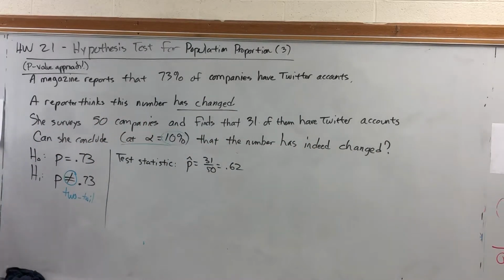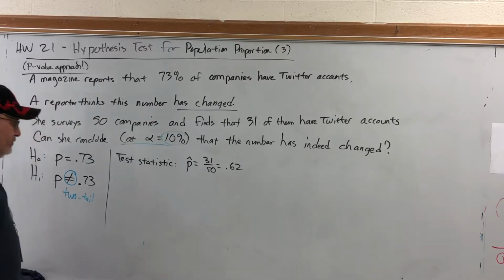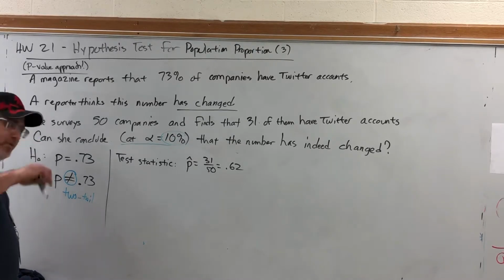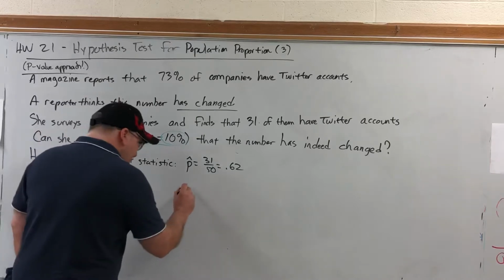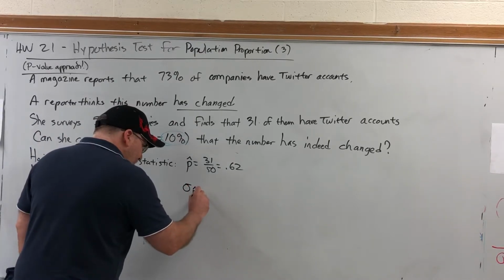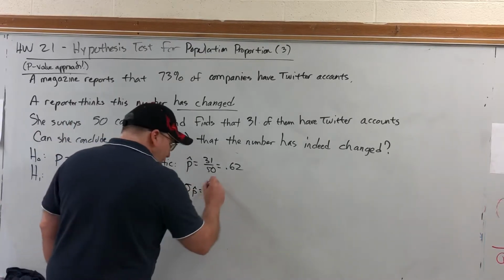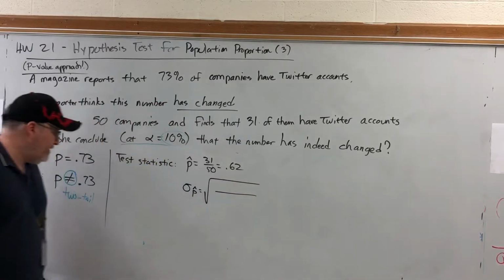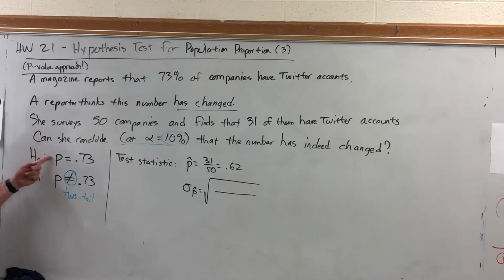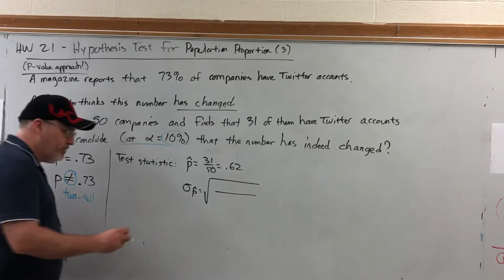Okay. If you paused, great. If you didn't, it's your decision. All right, so our test statistic is not p-hat equals 0.62. That's a piece of the formula that we need. We also need sigma sub p-hat, which is actually the same as it was before, because the formula for sigma sub p-hat requires knowing this and the sample size, which did not change.